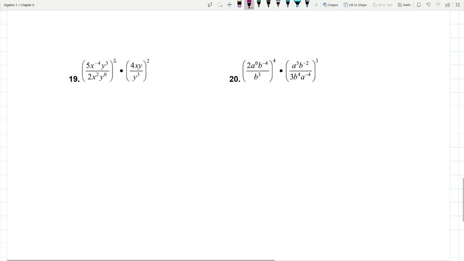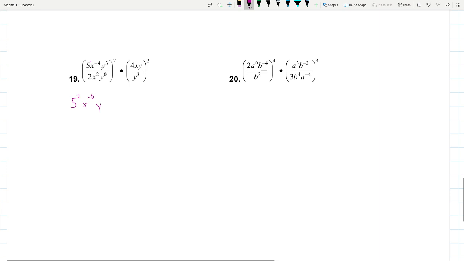And so the thing to do is we're going to distribute this 2 to absolutely everything. We're going to use that power property to help us with this. And so I'm going to rewrite this. And so this is the same as saying 5 squared, because there's a 1 right here, and 1 times 2 is 2. And then I go, okay, now I'm going to do the x. This x to the negative 4. Negative 4 times 2 is negative 8.